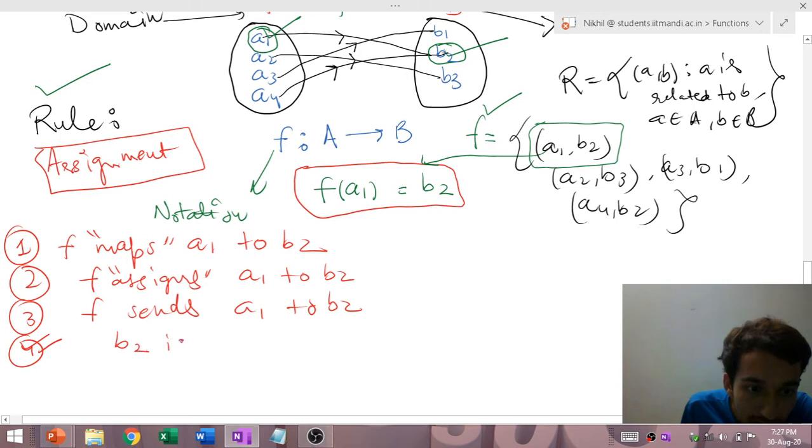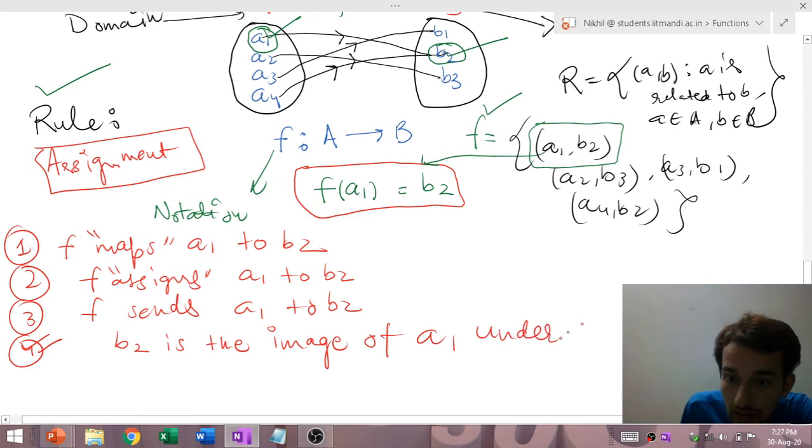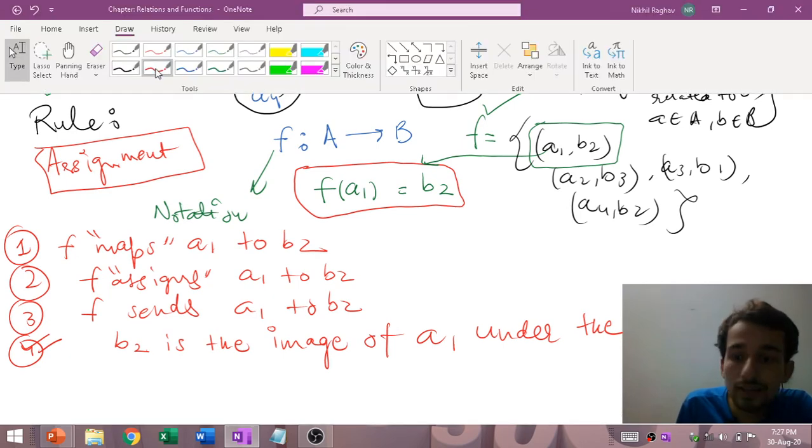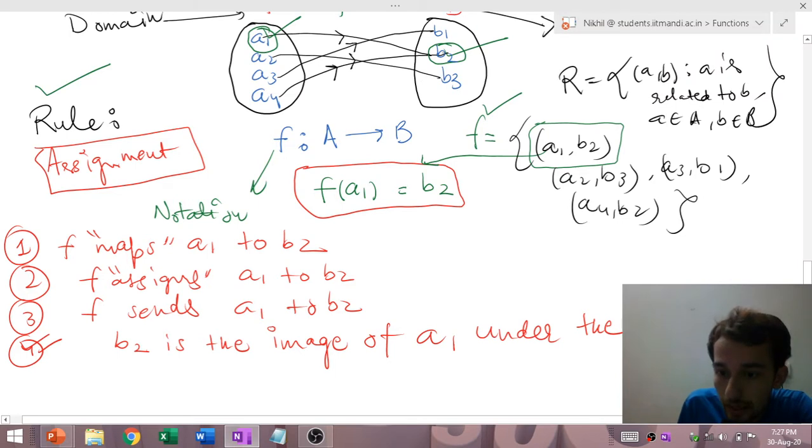B2 is the image. What is B2? B2 is the image of A1 under the map or under the function small f. You either use the word function or you use mapping; they are synonyms, so you can use either of the two.